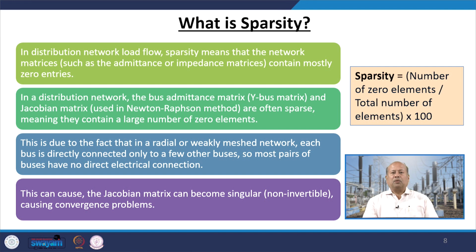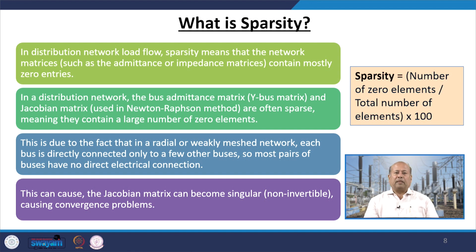Now, if you want to know sparsity in terms of percentage, the number of zero elements divided by the total number of elements of a matrix, multiplied by 100, will give you the percentage of sparsity a network carries. The sparsity in the case of a transmission system is slightly less. However, in the case of a distribution system, because they are radial and not connected, the sparsity becomes significantly high. So inverting a Y matrix or a Jacobian matrix in the case of a distribution system becomes quite challenging.